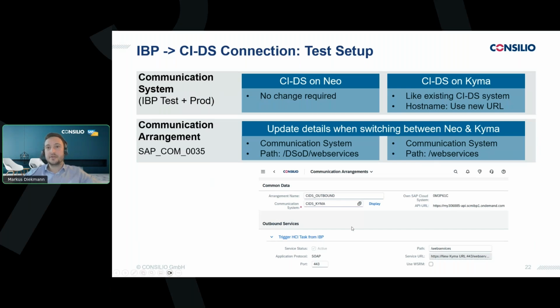Secondly, you have to adjust the path. If you want to switch to Neo, you have to enter /dsod/web services, and if you want to switch to Kyma, you remove the /dsod, and you have only /web services in your path field.